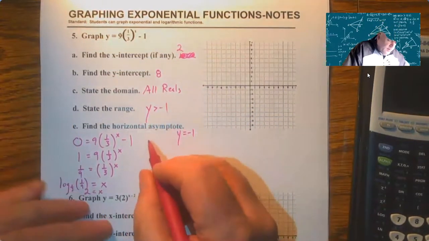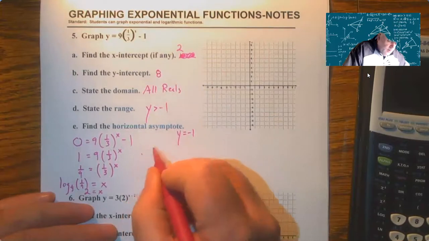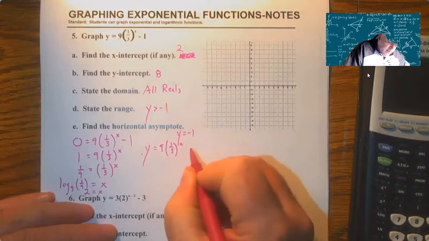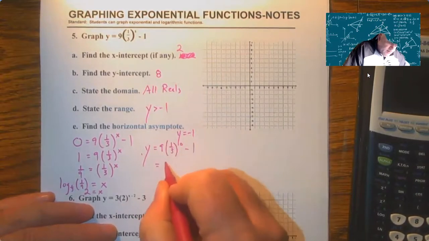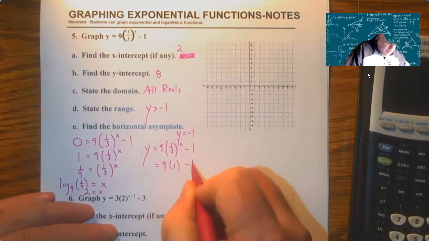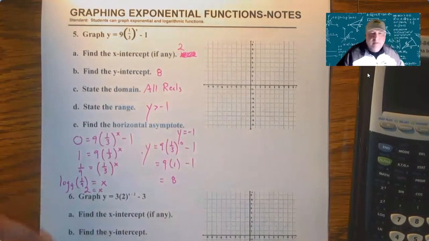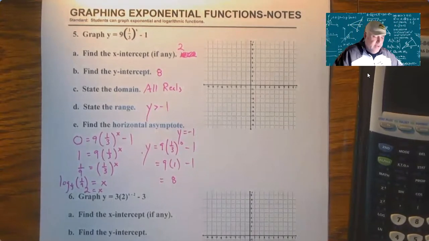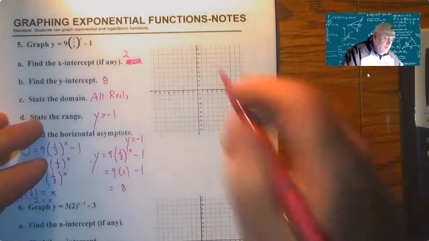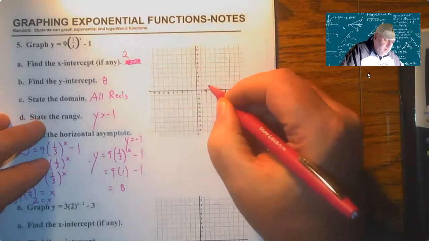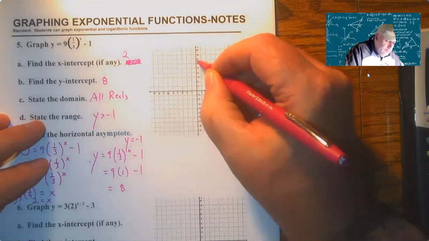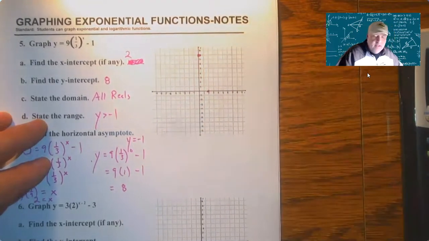The work for the y-intercept here, 9 times 1/3 to the 0 power minus 1. So anything to the 0 power is 1. That's the work there. So you'll know for sure how to get that. All right, so the x-intercept is 2. The y-intercept is 8. And then you just got to make it work.